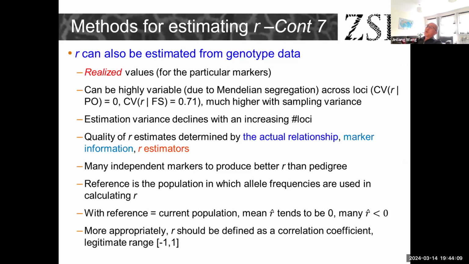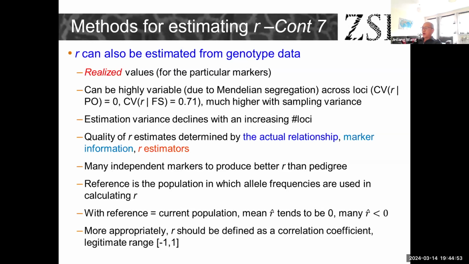Again, they are based on markers. They are realized values for the particular markers that are used in estimating relatedness. But as I said before, if we do have a lot of markers taken at random from the whole genome, the average value should give a good estimate of the genomic or realized relatedness value. These estimates, again, are highly variable across loci, especially for full siblings, as I said before.